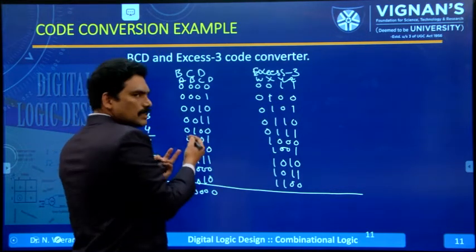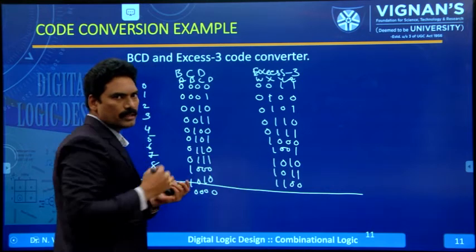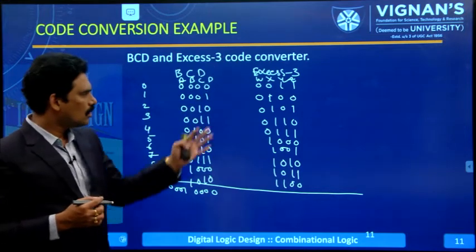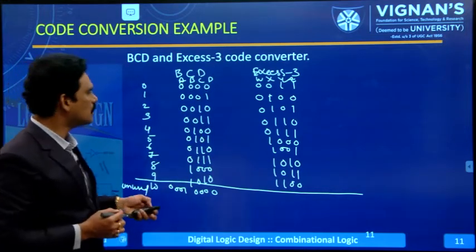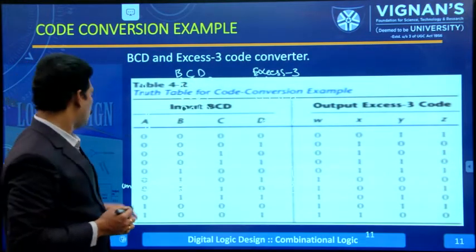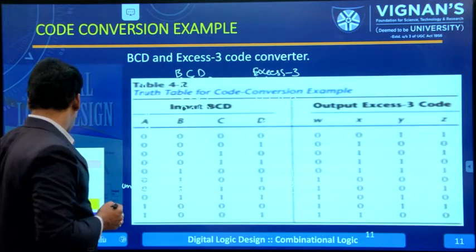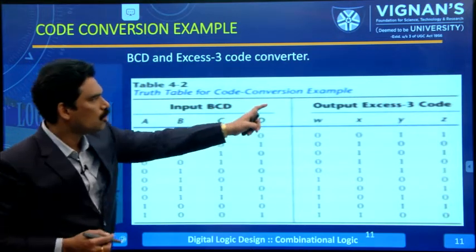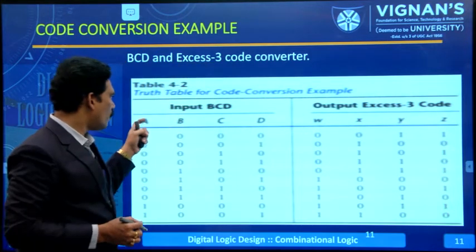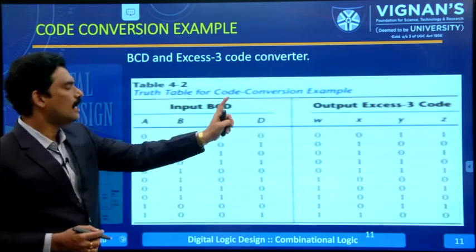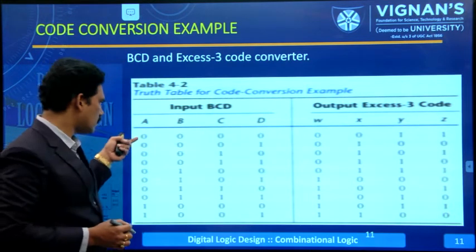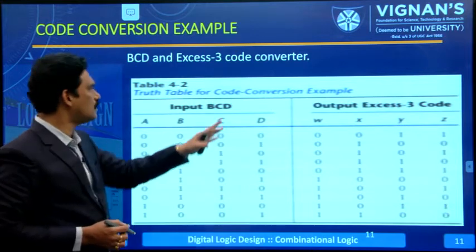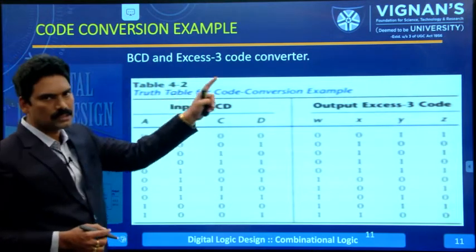Based on the relationship we have created this truth table here. This is the truth table for the BCD to XS3 code converter. See, Table 4.2, this is input BCD and output XS3 code. So what are the input variables? A, B, C, D, and the output variables are W, X, Y, Z. We have removed all unused combinations.